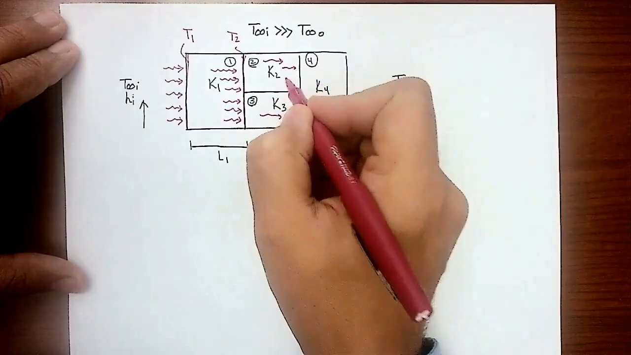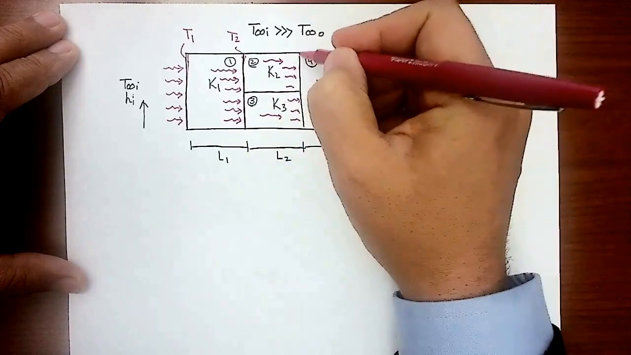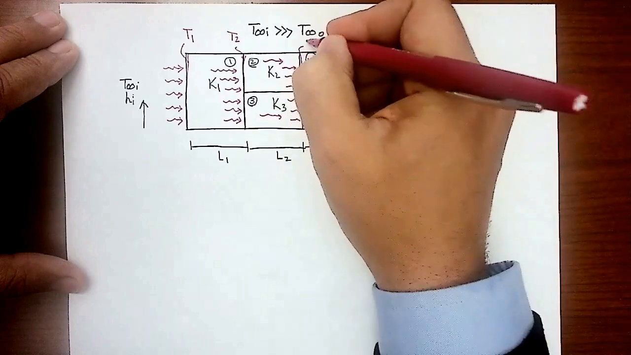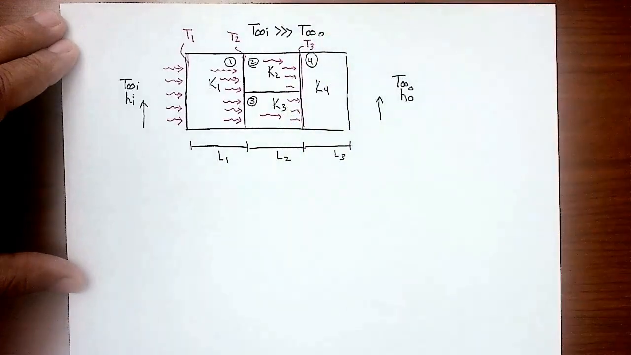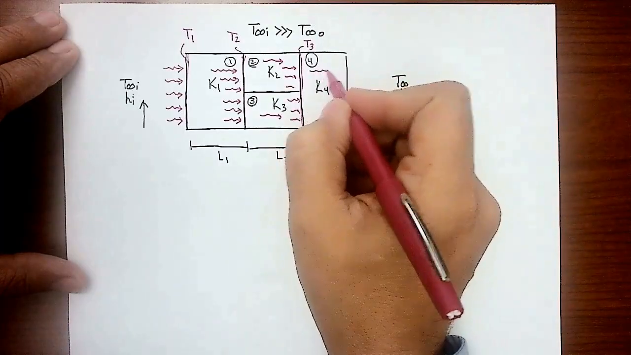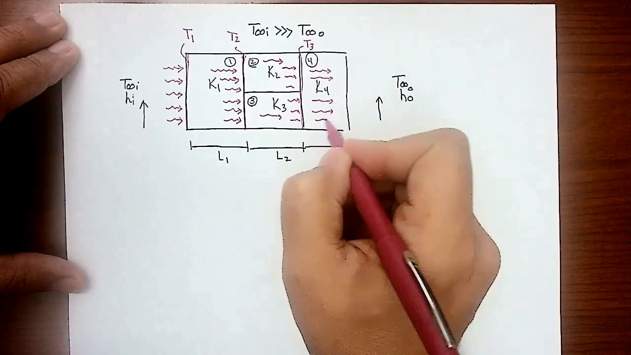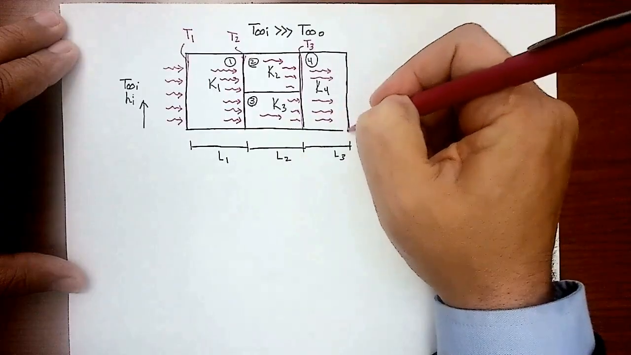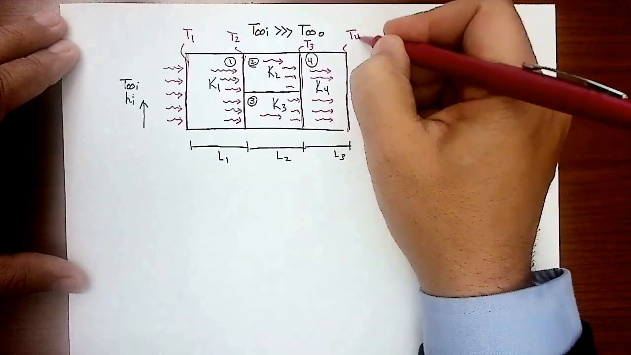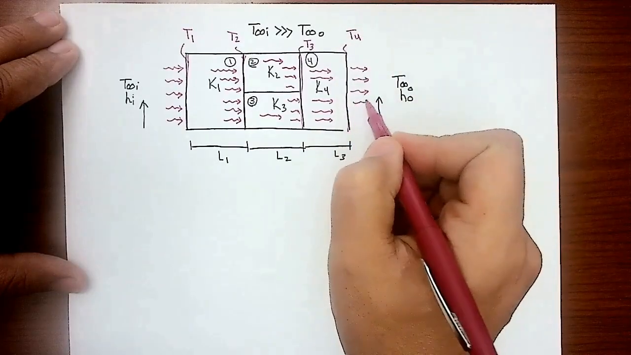Then all the energy that's split is going to meet again at that face. Let's call that face T3. Then all the energy will be driven through one more block all the way to the other face here. Let's call that face temperature T4. Then energy will leave to the coolant on the other side.